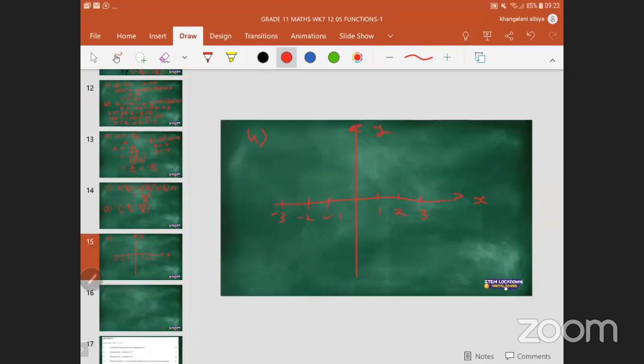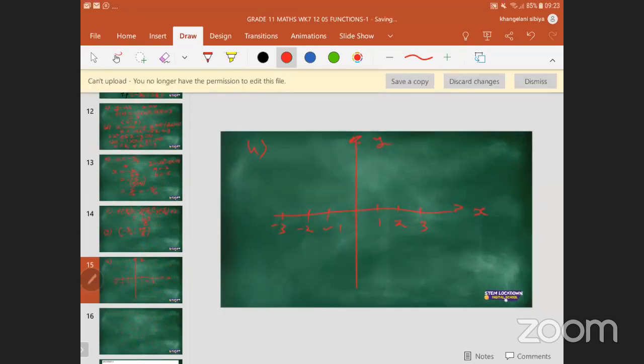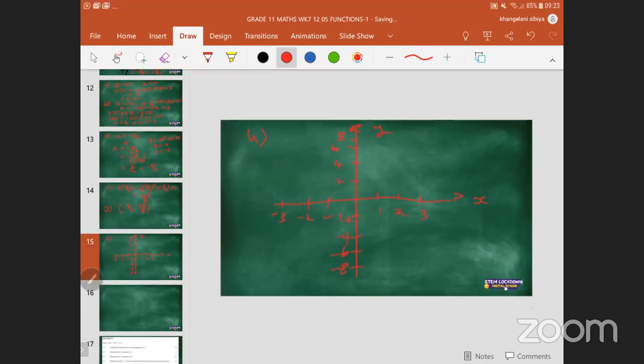Turning point, you have something 49/8, which is 6,125. So you can use 2, 4, 6, and 8. This side, obviously, negative 2, negative 4, negative 6, negative 8.